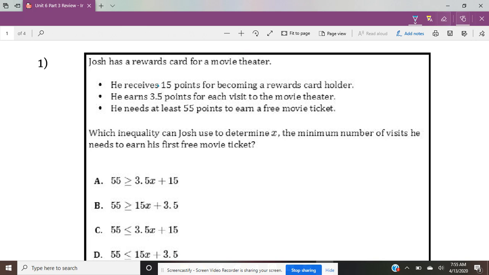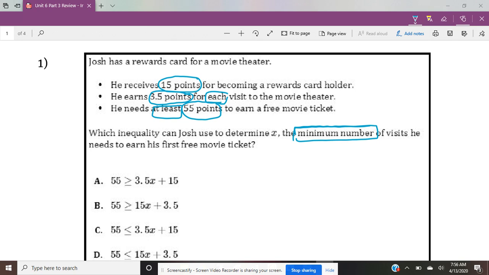Okay, so Josh has a rewards card for a movie theater. He receives 15 points for becoming a member. So let's circle that. And then he earns 3.5 points for each visit to the movie theater. Okay. He needs at least 55 points to earn a free movie ticket. Okay, so they want us to make an inequality for the minimum number of tickets. Okay, so we got to talk about a few things.